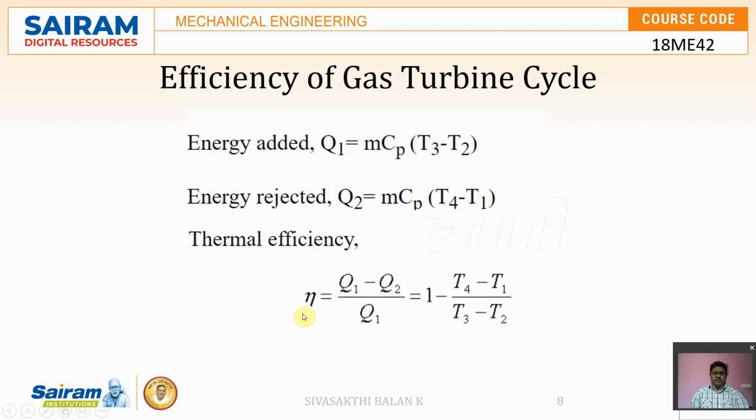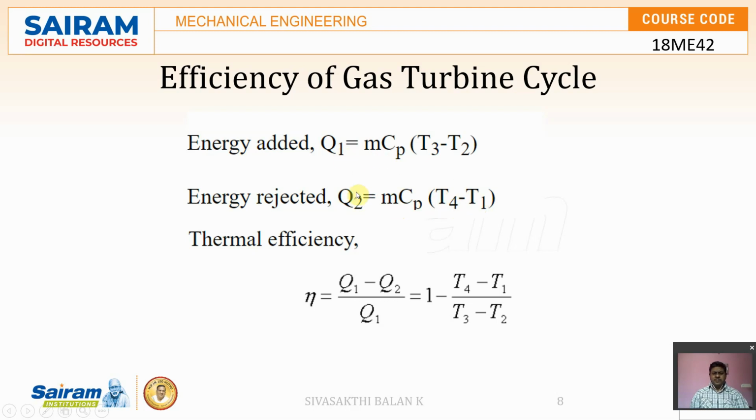Q1 we can calculate as m Cp (T3 minus T2), because it's a constant pressure heat addition process, where the temperature difference takes place between states 2 and 3. And again the heat rejection Q2 is m Cp times the temperature difference between states 4 and 1, because it is constant pressure. So the temperature difference is T4 minus T1.